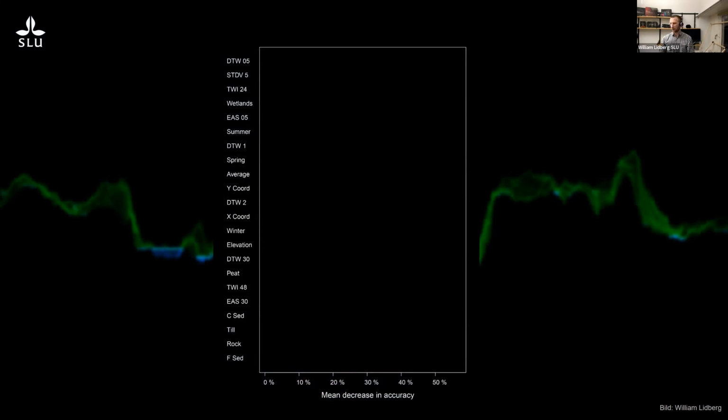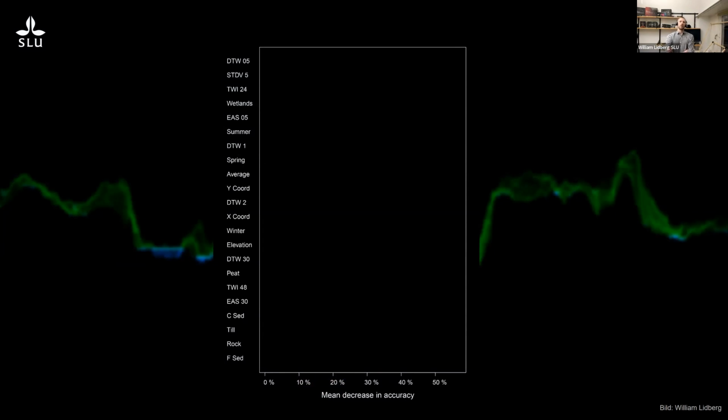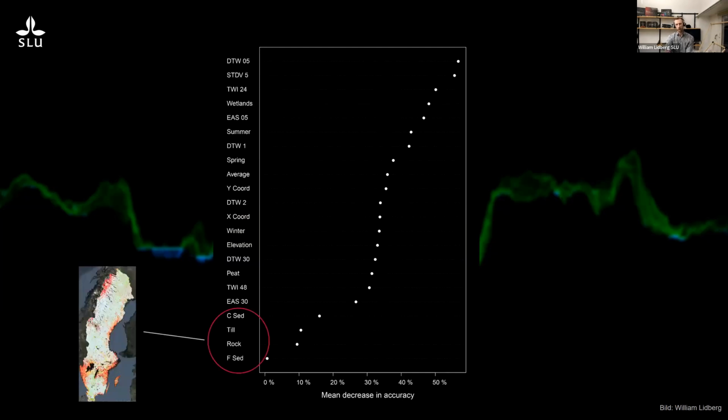But we noticed something interesting when we trained the wet area model. This is a plot showing how important all the variables for the extreme gradient boosting model were. So the ones at the top were more important than the ones at the bottom. You don't have to read the labels, but these at the bottom are the variables extracted from the soil map: sediment, till soil, rock, fine sediments. And they had very little importance to the soil wetness model.